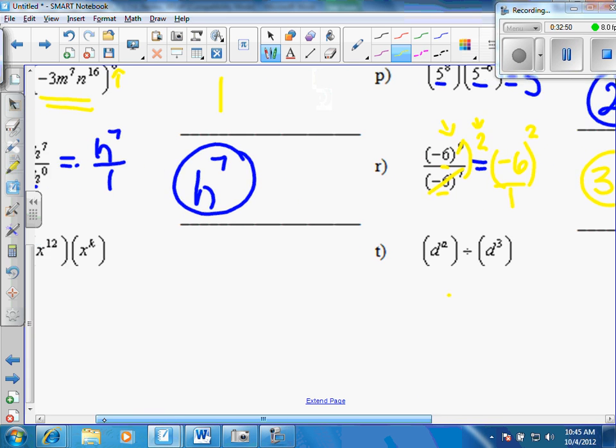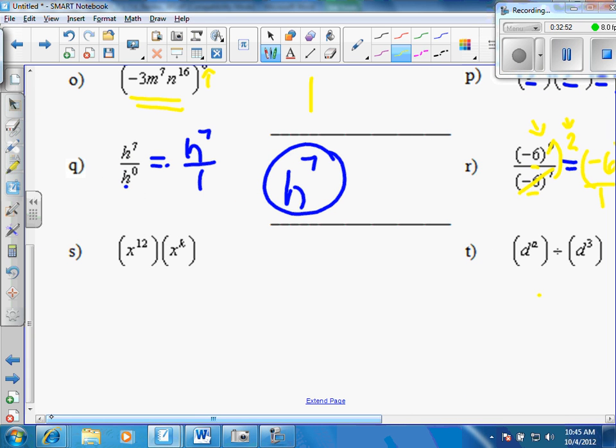Let's see, I think we're almost to the end here. This one's a little hard to read also. So this is x to the 12th. I'm just going to copy the problem over. Times x to the k power. So same base, you want to add the exponents. So your final form here may look a little odd to you, but just write it like that. Same base, add the exponents, that's all you can do.